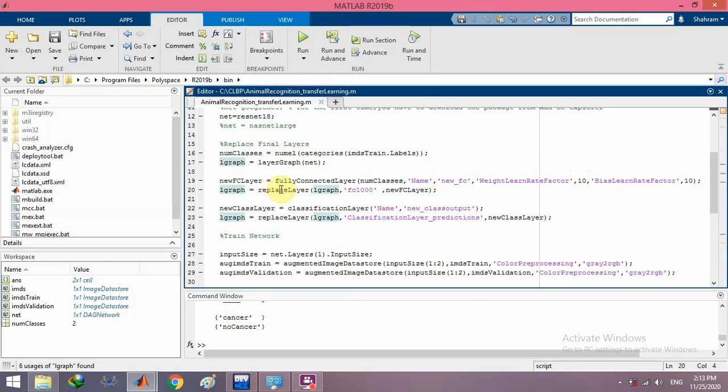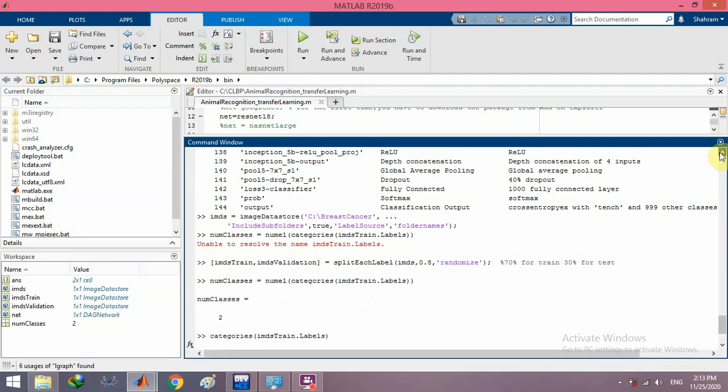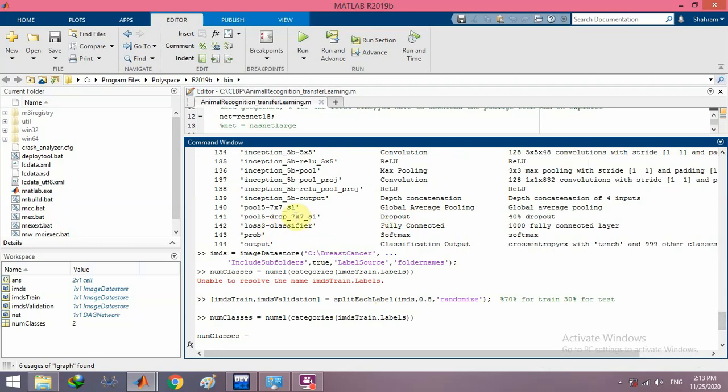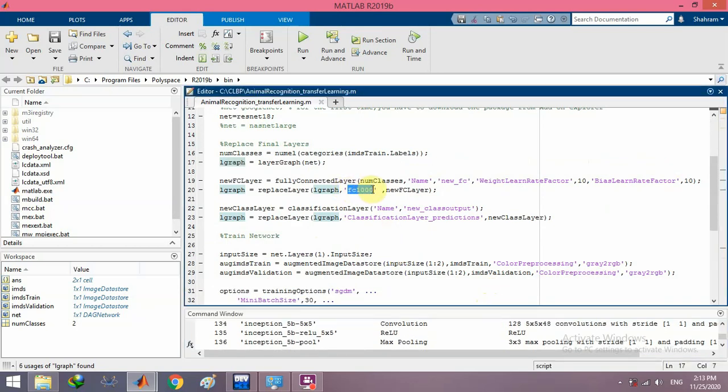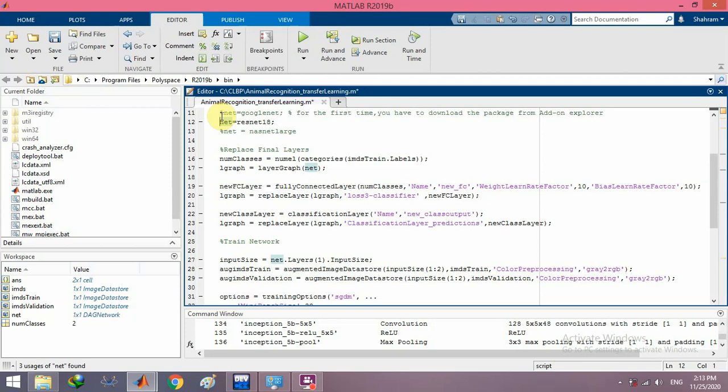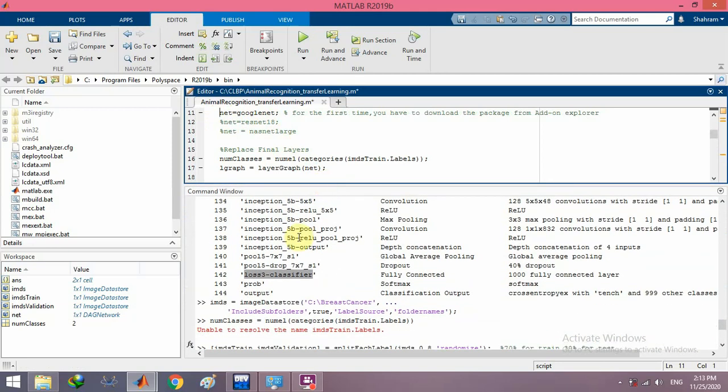Now I mention that I want to replace this layer in the layer graph with which one? With this one. What is the name of the layer that I want? This one, loss classifier. So the name of the corresponding layer should be mentioned here. If I'm using GoogleNet, for each different architecture the names are different, so you have to check the name of the corresponding layer in the architecture that you want to use for transfer learning. In this example, I'm using GoogleNet.